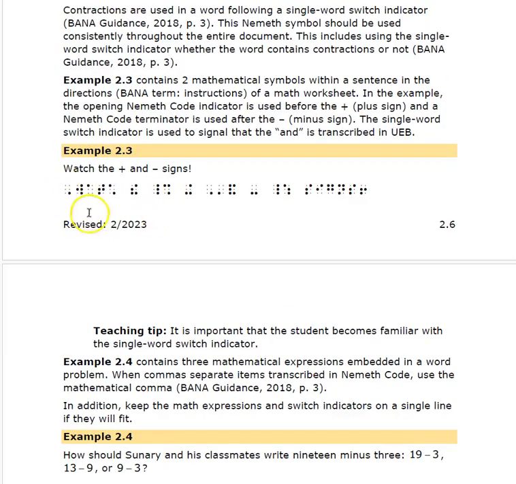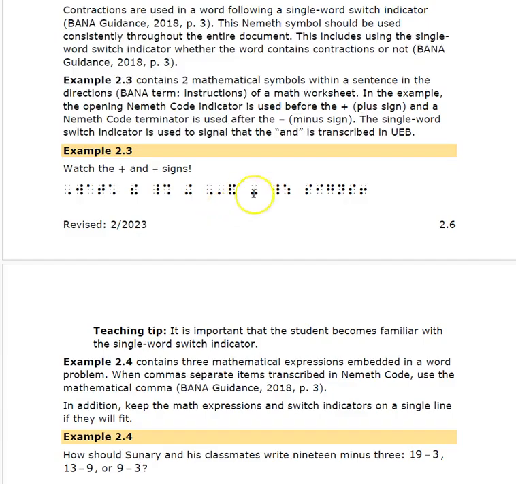Okay, we have a single code word switch. We're going to see that here. It says watch the plus and minus signs. They use the actual plus sign and the actual minus sign. Notice they've got it in contracted Braille. They open up Nemeth and put plus. They switch just for the word and. It's still Nemeth, so the minus sign is used. Then they finish the Nemeth symbol. Do the finish Nemeth. Okay?